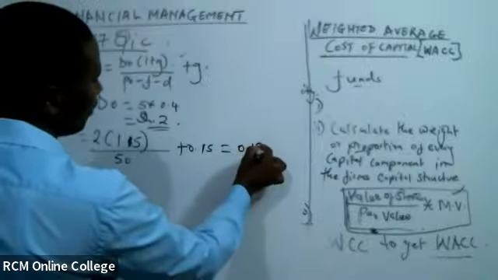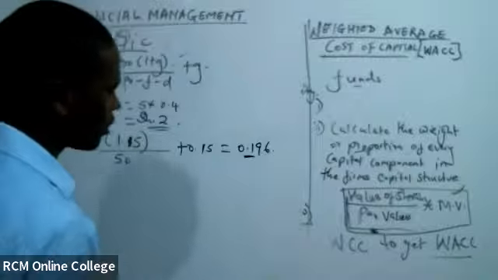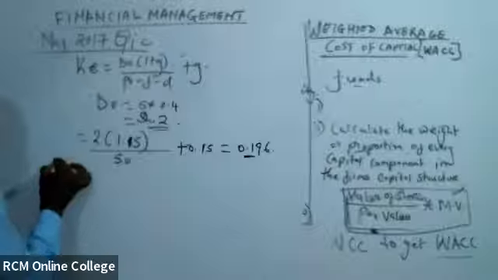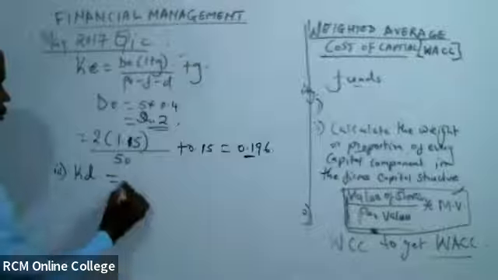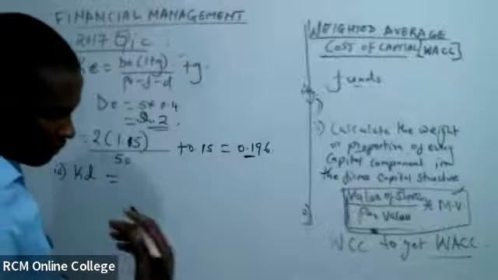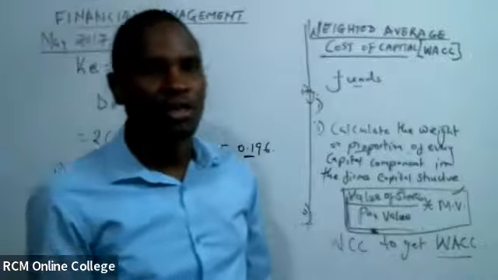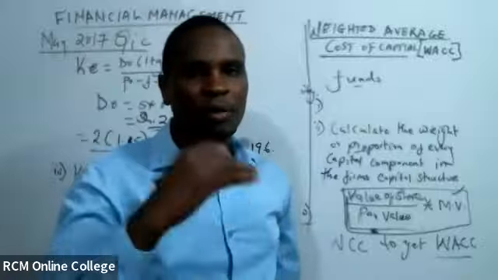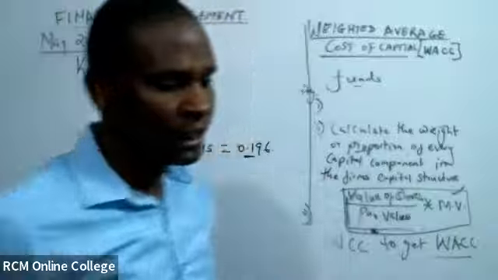0.196. Now, that is our component cost, class. And since we got the component cost, what we do is move to Roman number 3, whereby they want us to get the KD. And how do we get KD? The first thing to identify is what type of debenture we are dealing with. Are we dealing with the redeemable or irredeemable? In our case, class, are we dealing with a redeemable or irredeemable debenture?